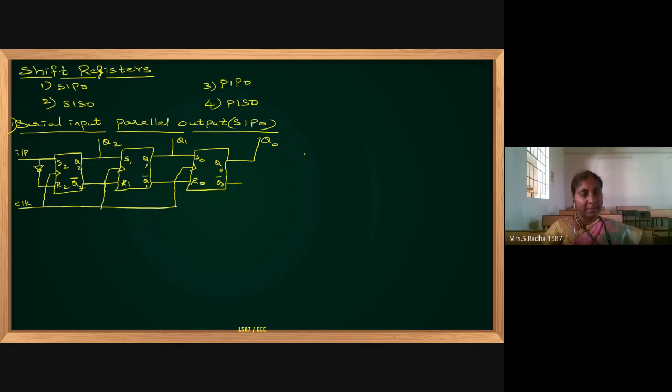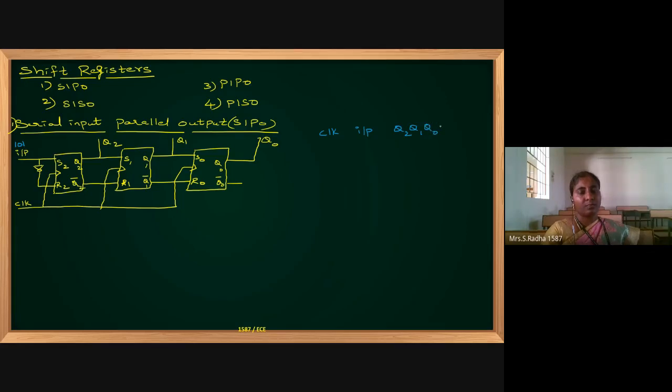So if you see here, I will assume 101 is the input provided, and how many clock pulses are required for the input to come at the output side. Let me assume input is 101. I will take a tabular column to analyze this clock signal, input signal, and then Q2, Q1, Q0.